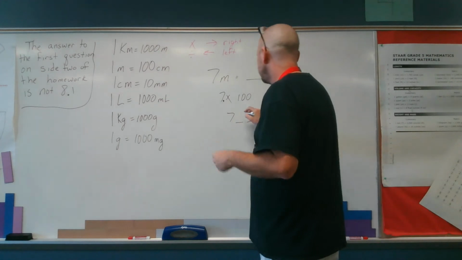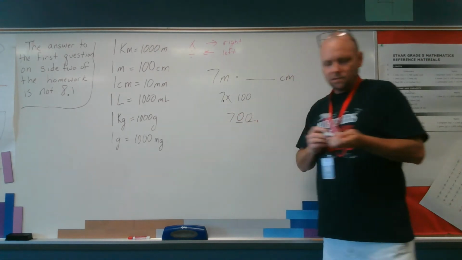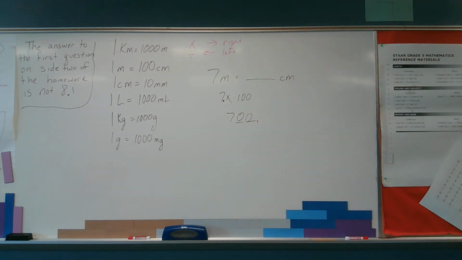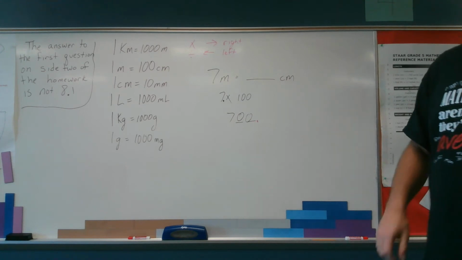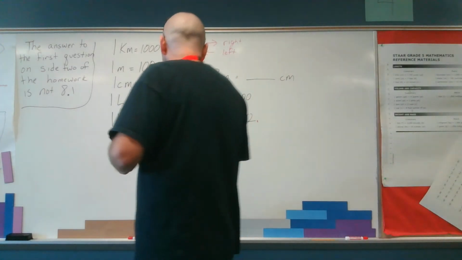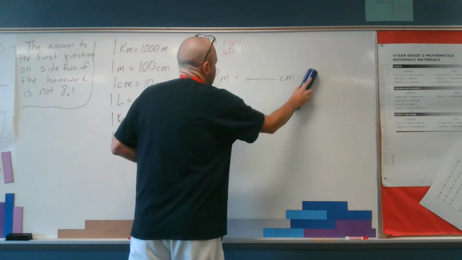Zeros. And then my decimal point is at the end. Why can't we just add the zeros like we normally do? Well, let's look.